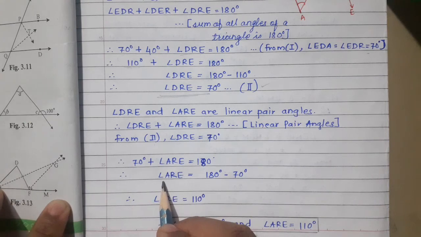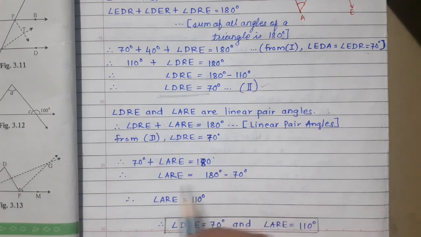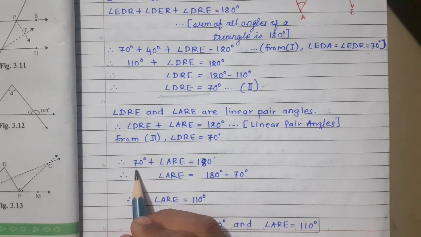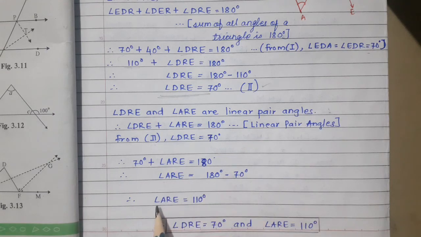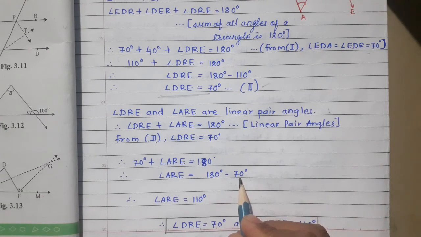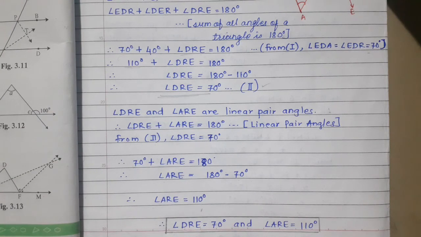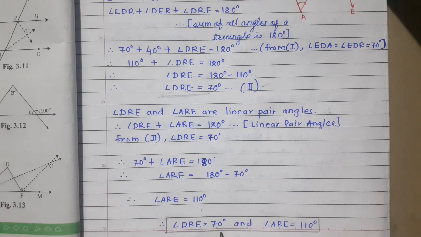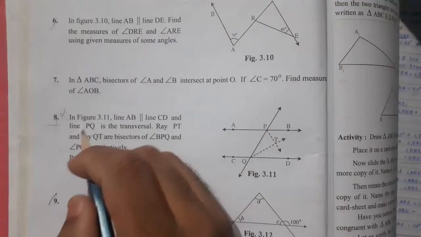Therefore angle ARE is equal to 180 degrees minus 70 degrees. 70 degrees is positive on the left hand side; when it goes to the right hand side, it becomes negative. Therefore angle ARE is equal to 180 degrees minus 70 degrees. 180 minus 70 is 110 degrees. Therefore angle ARE is equal to 110 degrees. Therefore the required answer is angle DRE is 70 degrees and angle ARE is 110 degrees.